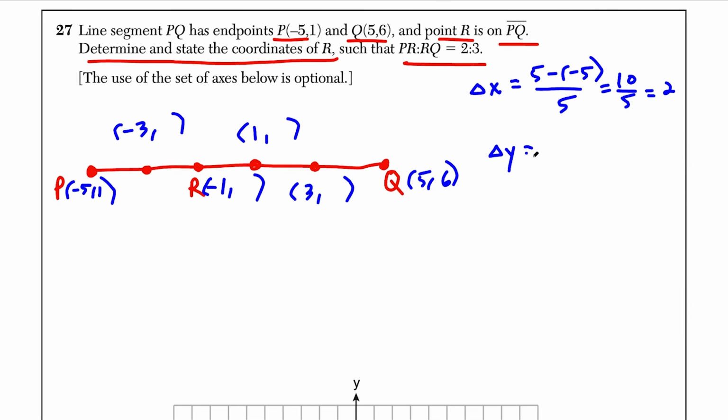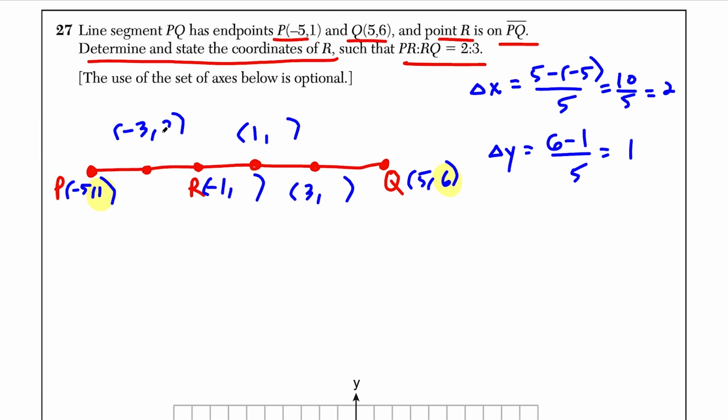And now to find my change in y, I'm going from 1 to 6. So now we focus here. We're going from a y value of 1 to a y value of 6. So ultimately we're going up 5, but we're jumping 1, 2, 3, 4, 5 times. So here I would do 5 divided by 5, which is 1. And now let's see what happens when we start adding 1 to the y value.